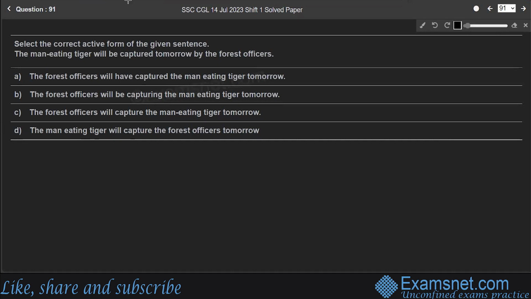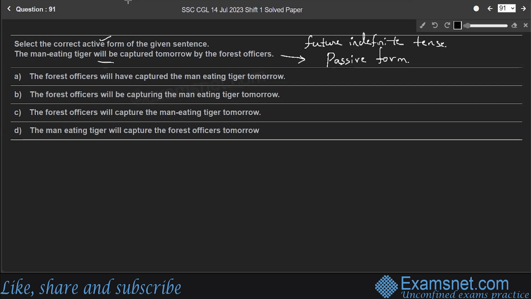Question 91. Select the correct active form of the given sentence. The man-eating tiger will be captured tomorrow by the forest officers. That means the given sentence is in passive voice. The given sentence is in future indefinite tense, so will be captured tomorrow. Future indefinite tense.